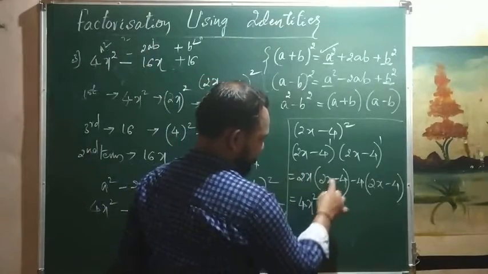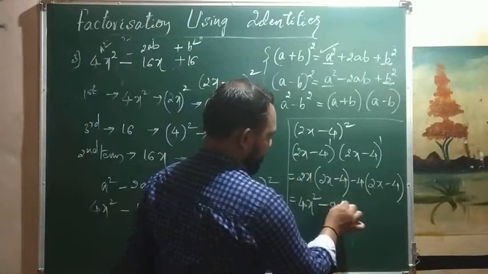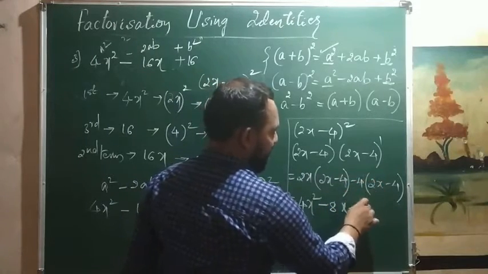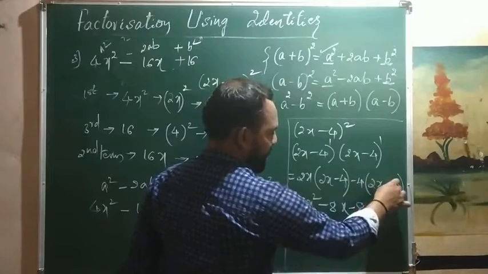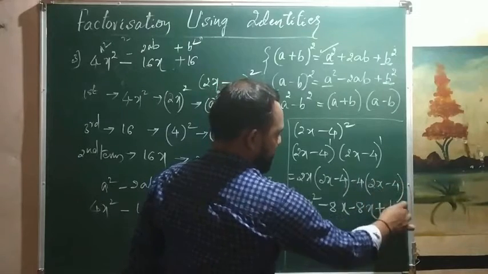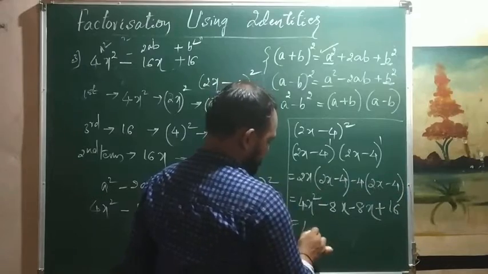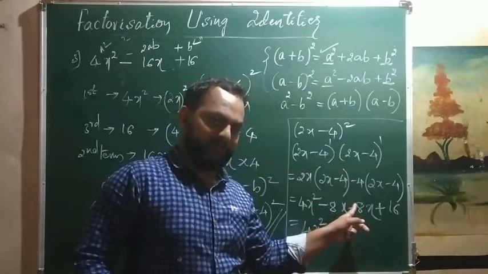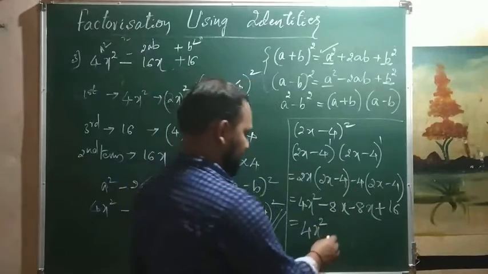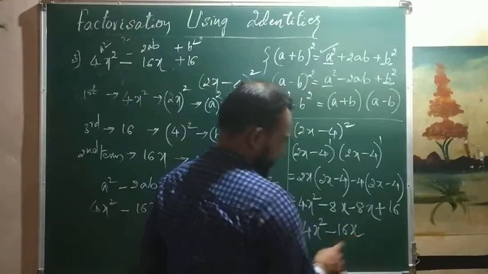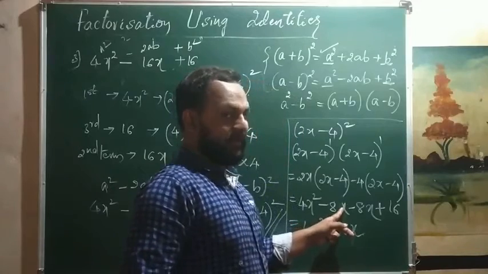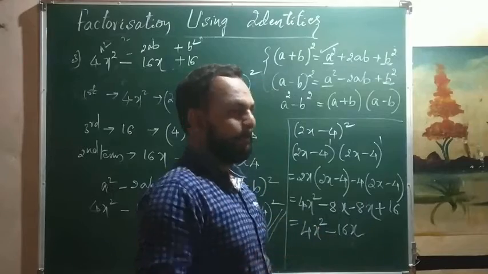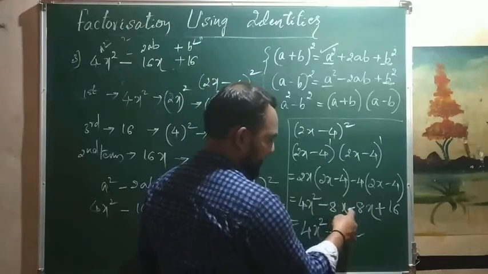Next, plus into minus, minus 4 2s are 8x. Plus into minus, minus 4 2s are 8x. Minus into minus, plus 4 4s are 16. It means 4x square. Here, the sum of negative integers, minus 8 minus 8, minus 16x. We know x into x, not x; minus x minus x, minus 8x minus 8x.